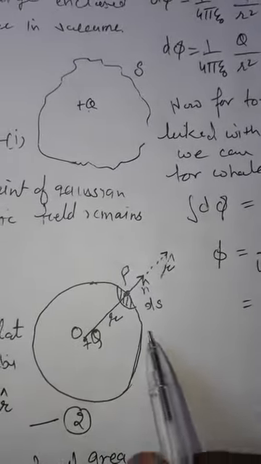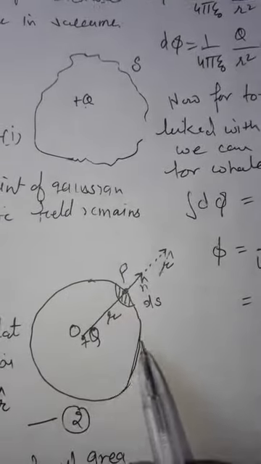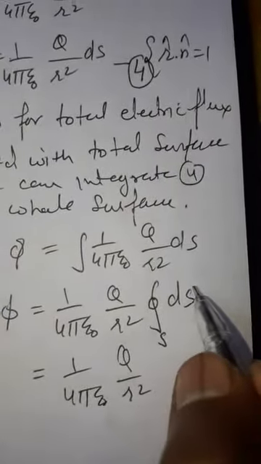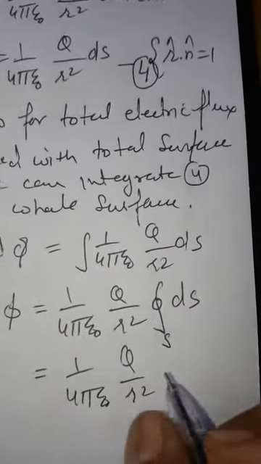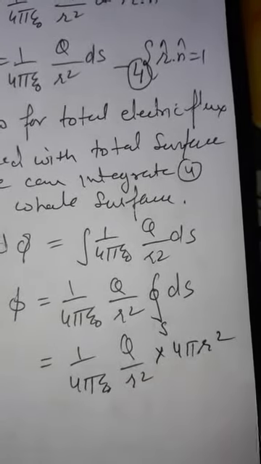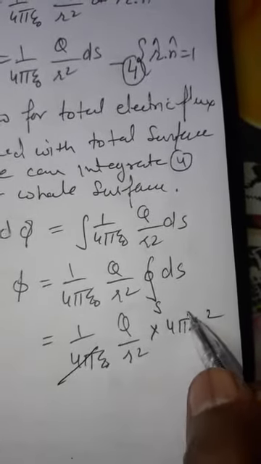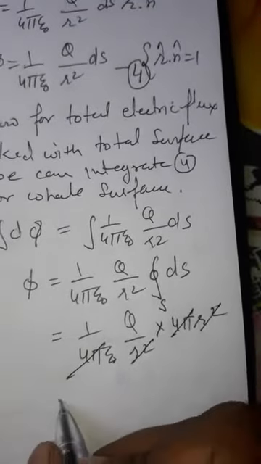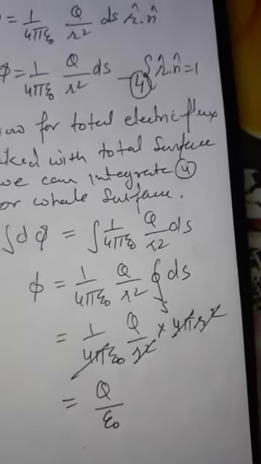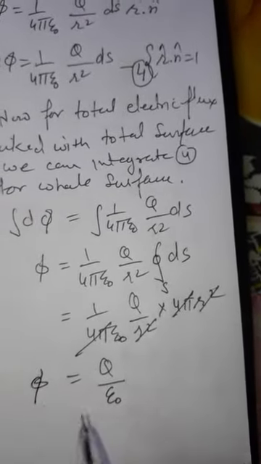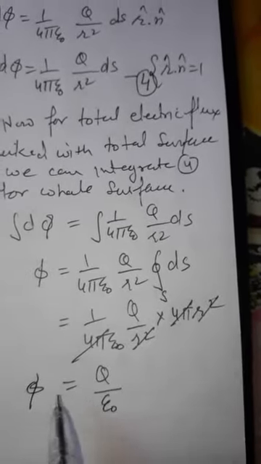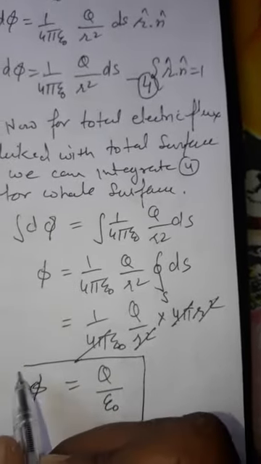Now the value of this integral is the total surface area of the sphere, which is 4 pi r square. Now 4 pi cancels out and r square cancels out, so we are left with q upon epsilon naught. So we can say phi, that is electric flux, must be equal to charge by epsilon naught, which is the Gauss theorem.